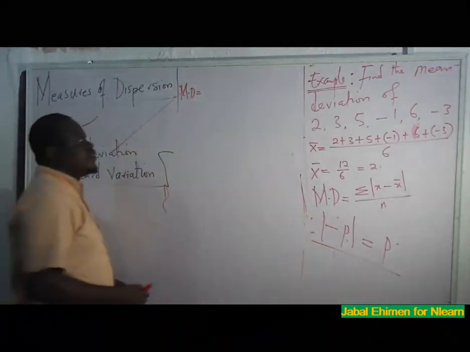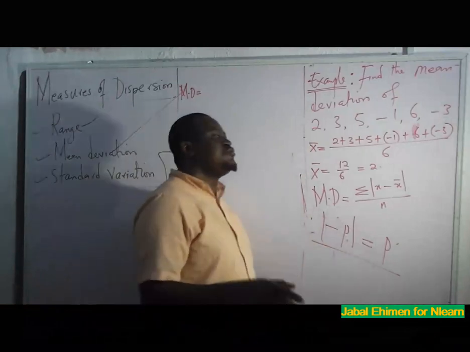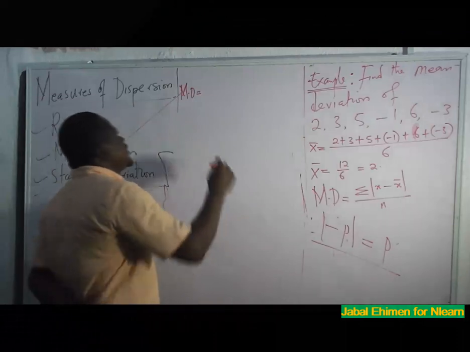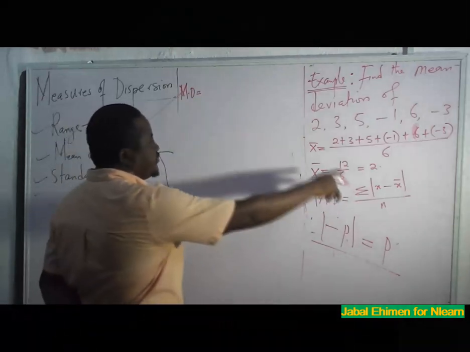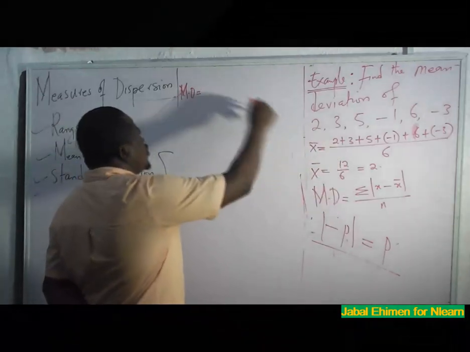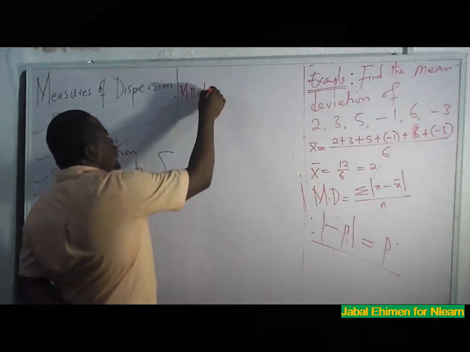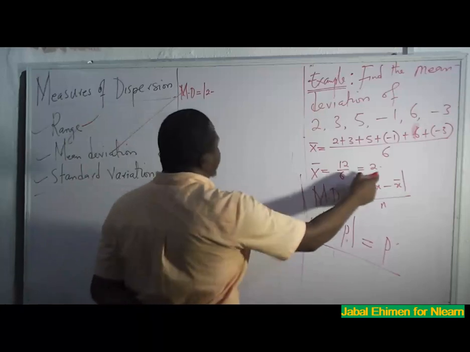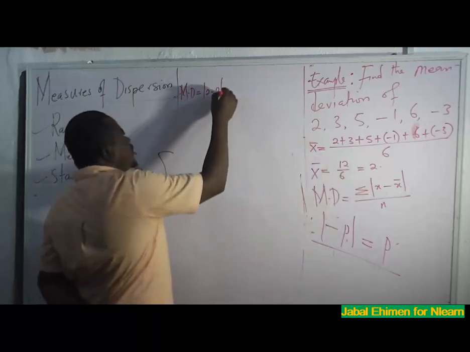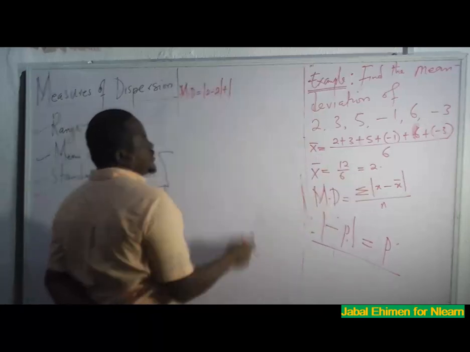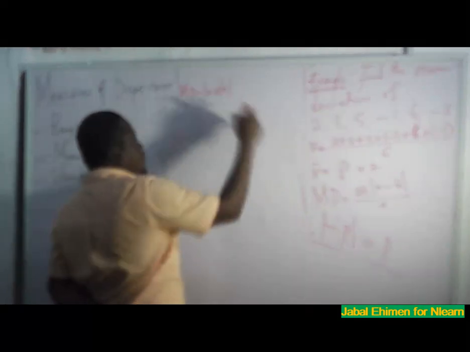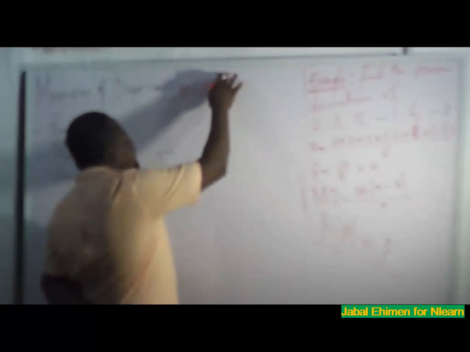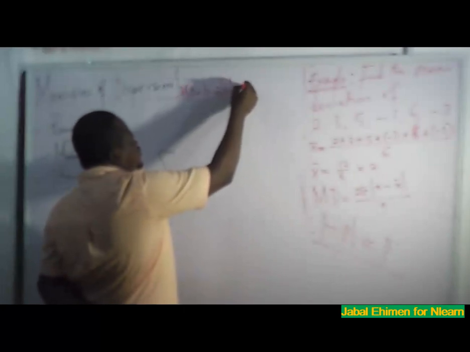Okay, now from here you have the M.D. For the M.D., it's easy for me to write something like this. M.D. is, for the first value I will have modulus 2 minus, what did I get as my x bar, which is 2, plus the next one, which is 3. So it is x minus my mean, and that now is modulus 3 minus 2.